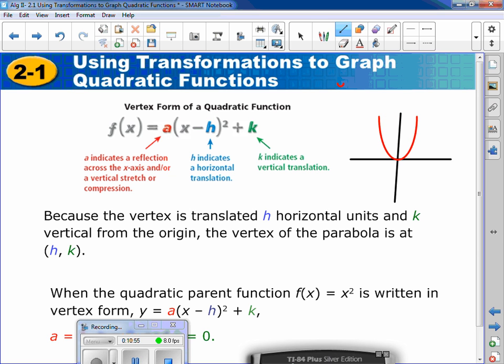If I have a parabola, the vertex, in the parent function, I'm going to move it to the right 3, up 2. I move it to the right 3, up 2. The vertex is now at (3, 2). And that's what would have been in here, a 3 and a 2.